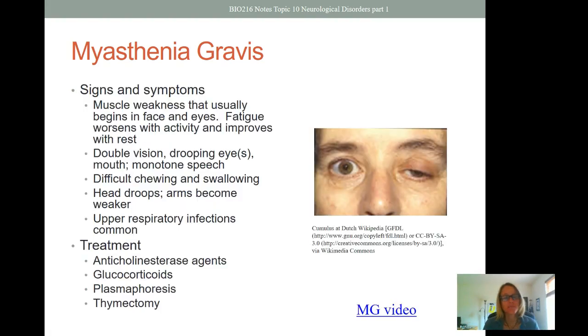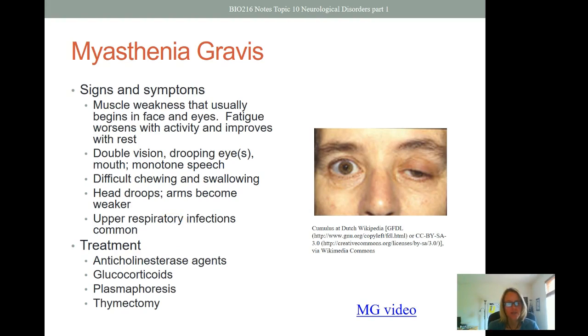Signs and symptoms include muscle weakness that usually begins in the face and eyes. This fatigue worsens with activity and improves with rest. They have double vision sometimes. Drooping eyes is very common. Monotone speech, difficulty chewing and swallowing, droopy head, arms become weaker. Upper respiratory infections if the diaphragm is affected.